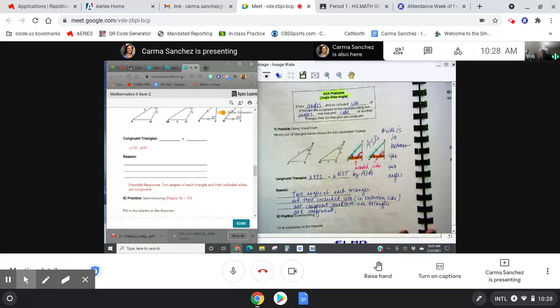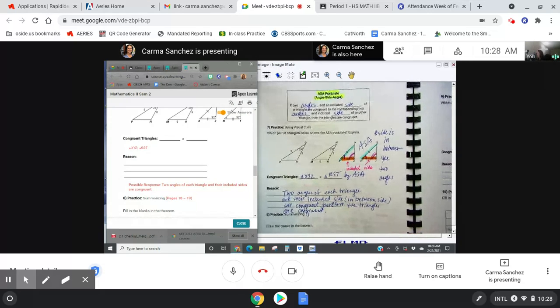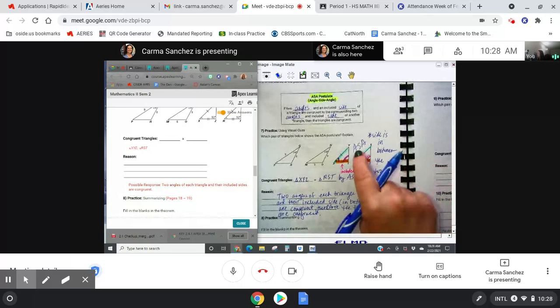Okay, so that postulate is the ASA, angle side angle. It's got 2 angles alongside of 1 included side.